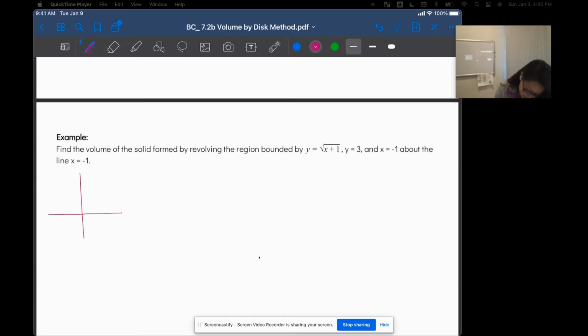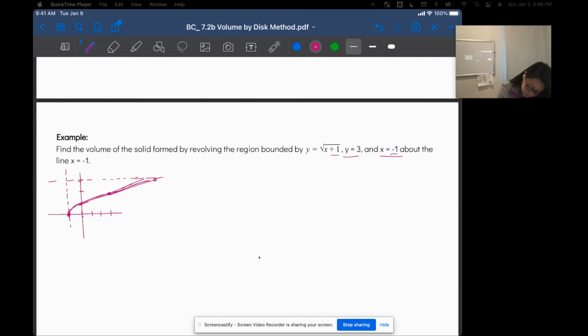All right, the -1 shifts us to the left 1. And so we're going to start right here. And then it's a square root function, so I go up 1 like that, and then 1, 2, 3, 4, up 2. Mother functions, you know. All right, and then we have the equation y is equal to 3. So 1, 2, 3. Looks like I'm going to have to extend out my curve. And then x is equal to -1. Okay, I'm going to extend out my curve.